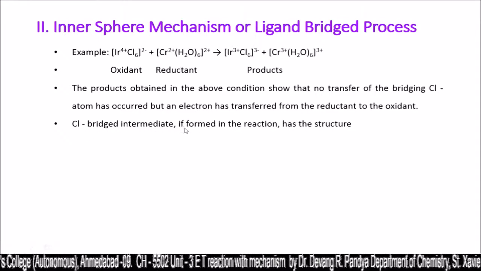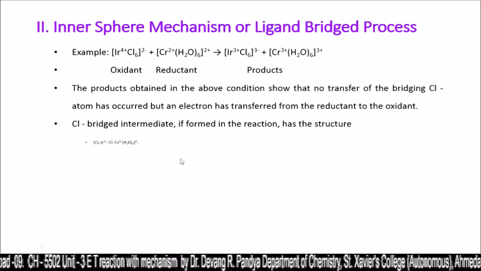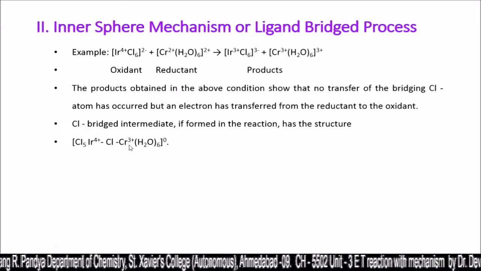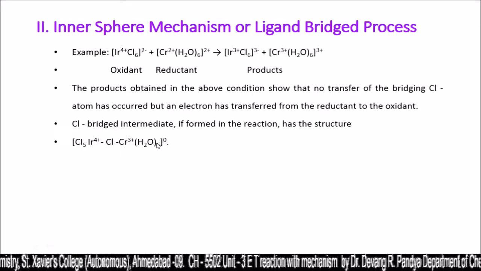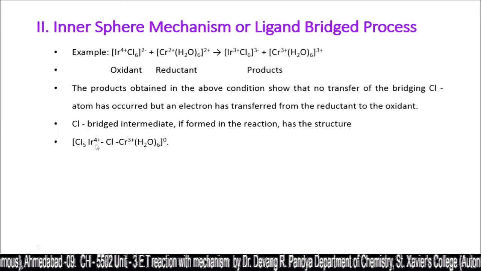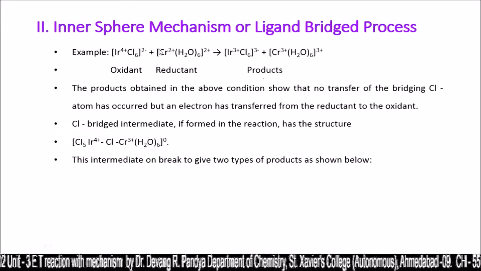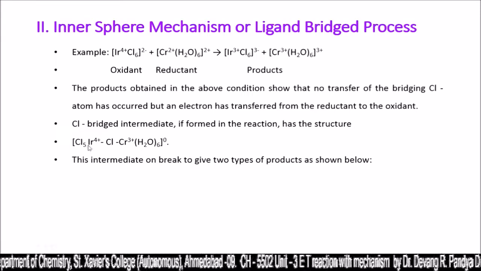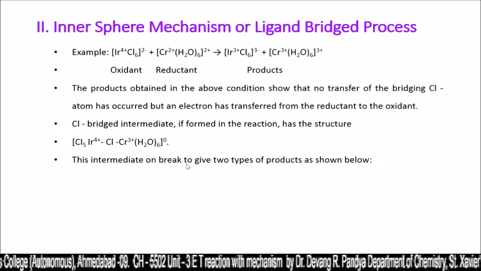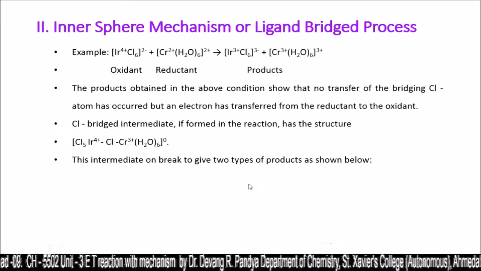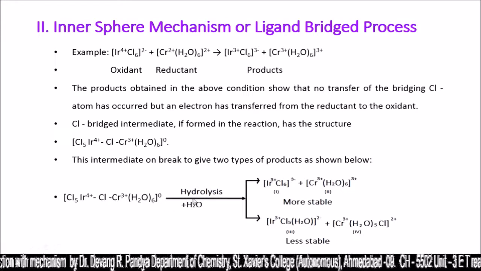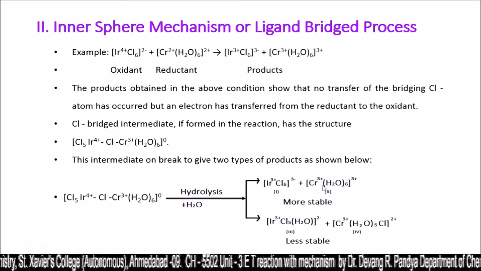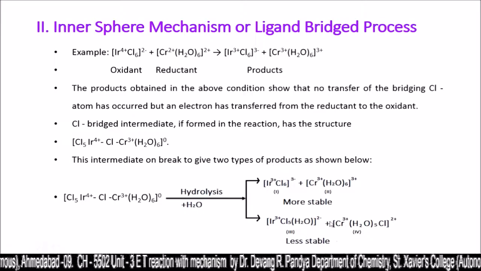The chlorine bridged intermediate formed in the reaction has this structure: pentachloroiridium, and this chlorine is attached to both iridium and chromium hexaaqua. So this is the bridged intermediate of these two complexes. These two complexes are attached by chlorine, and then give the product after the transfer of electron through chloride. This intermediate on breaking gives two types of product. On hydrolysis the intermediate can give either these two products which are more stable or these two products which are less stable.